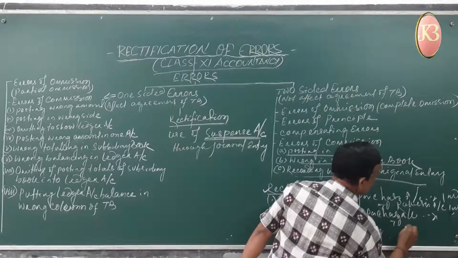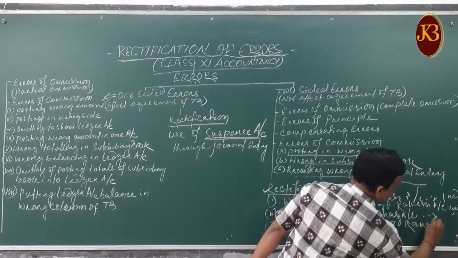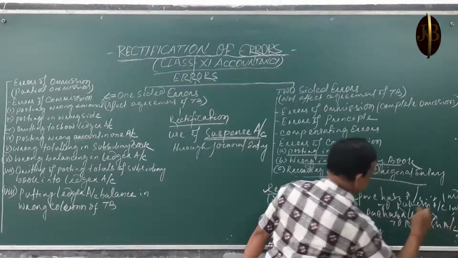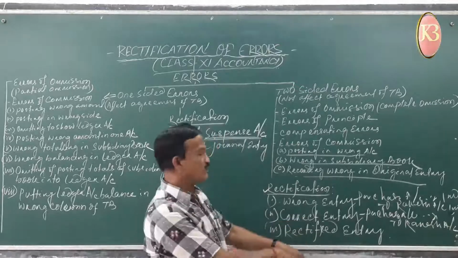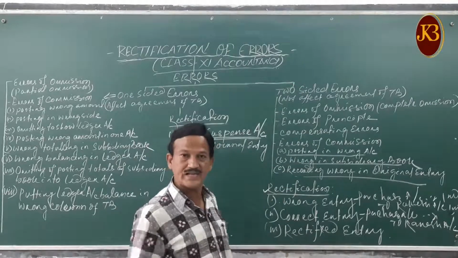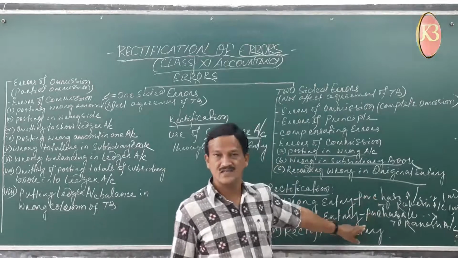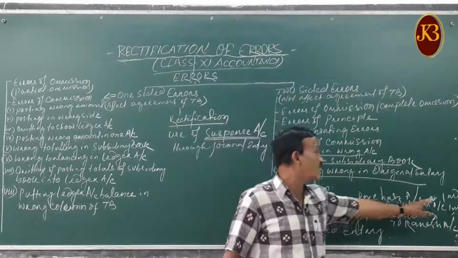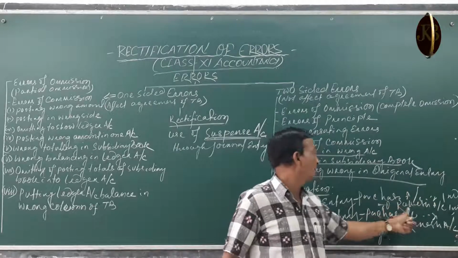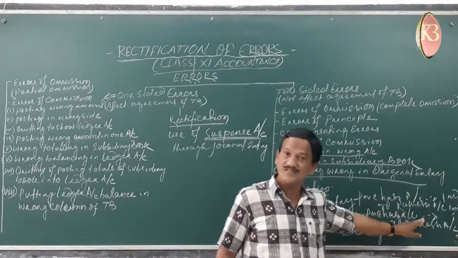So Rakesh is credited. Correct entry: purchases account debited to Ramesh account. This is the correct entry. Then do the rectifying entry. How will we do the rectifying entry? That means see the wrong entry and see the correct entry. In the wrong entry, purchase account is debited. In the correct entry, purchase account is also debited.